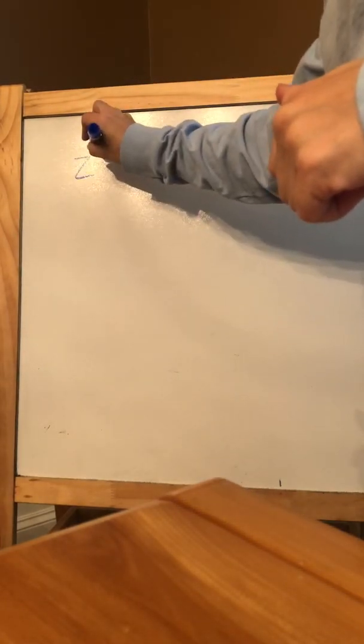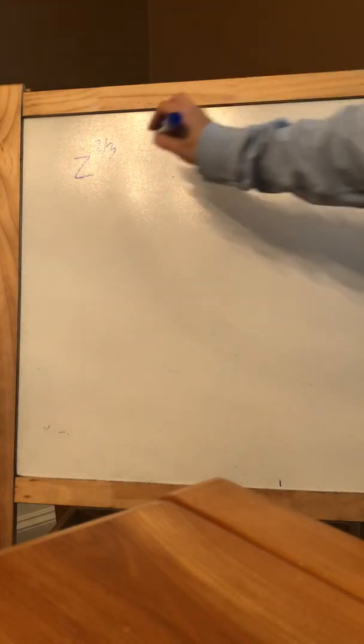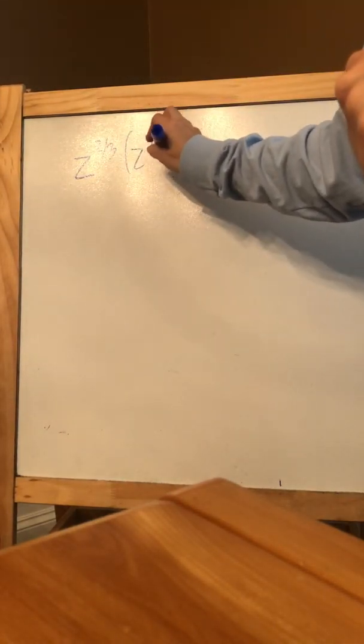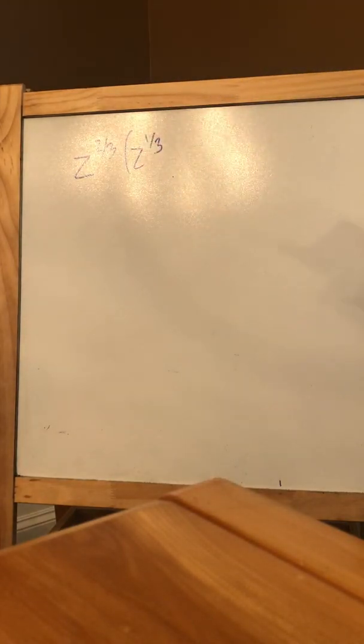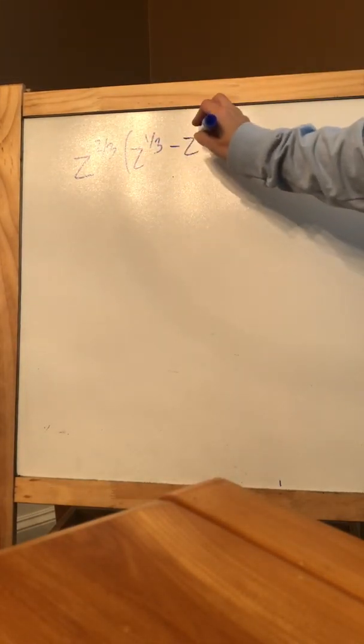Okay, moving on to example 5. We are multiplying things in parentheses. So we're going to have z to the 2/3, and we're going to multiply that times z to the 1/3 minus z to the 5th.